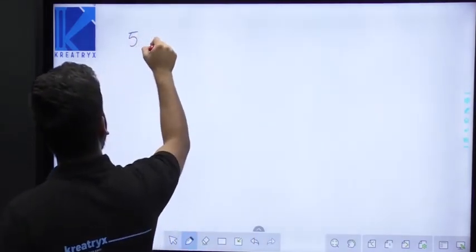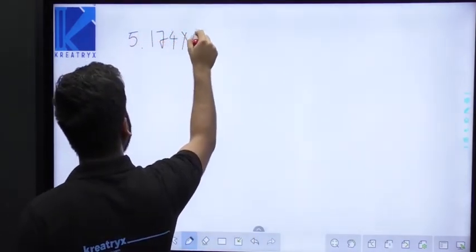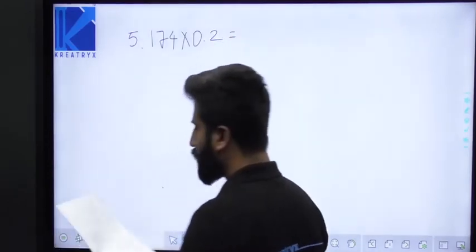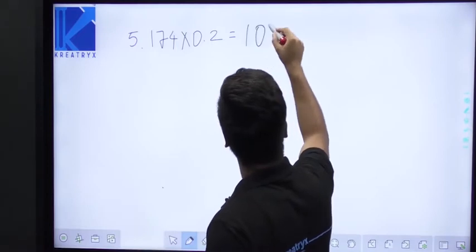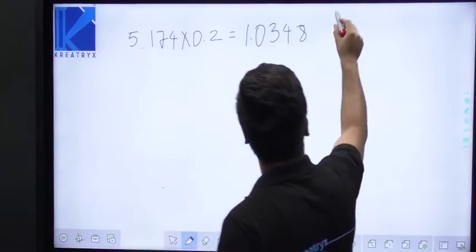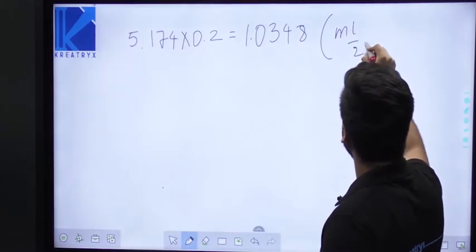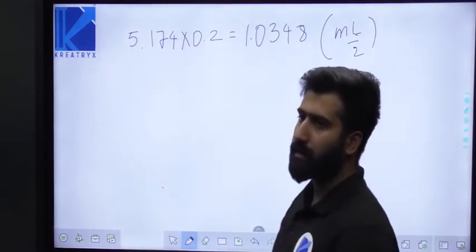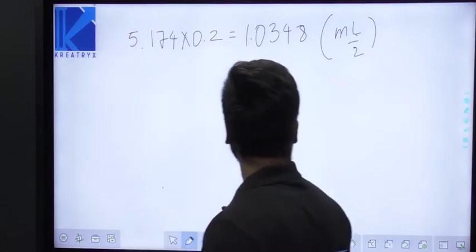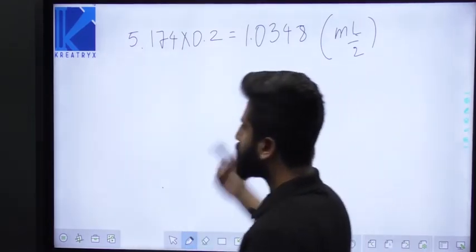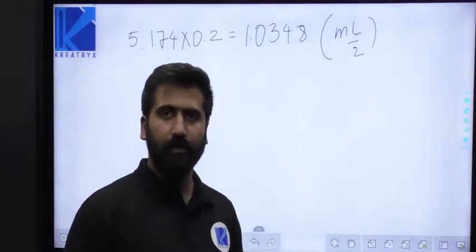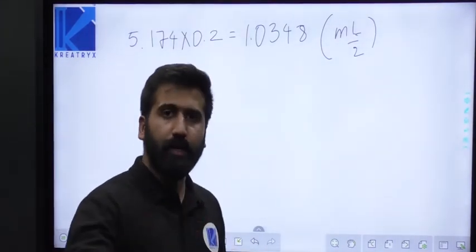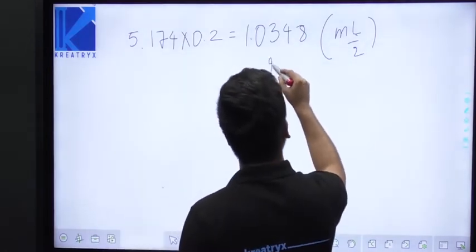Multiply 5.174 into 0.2. This comes out to be equal to 1.0348. This is actually ML by 2. Do not get confused, I'm taking a case of a single fin. So this is 1.0348, which is less than 2.56. That means this is again not a case of an infinitely long fin. This is a case of an insulated tip fin.